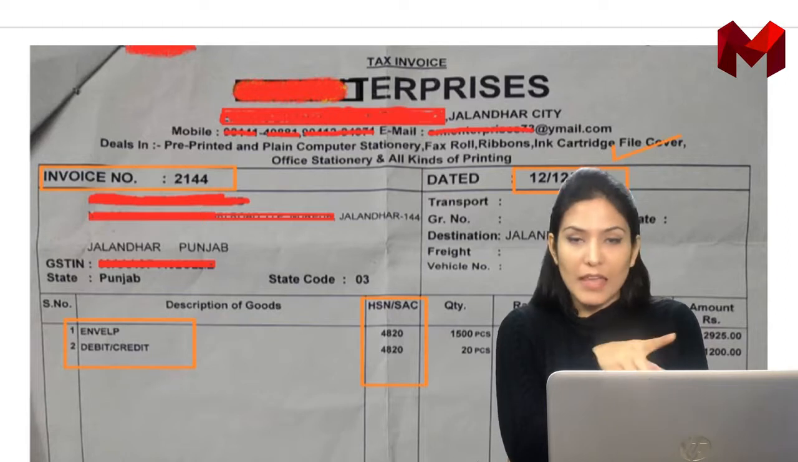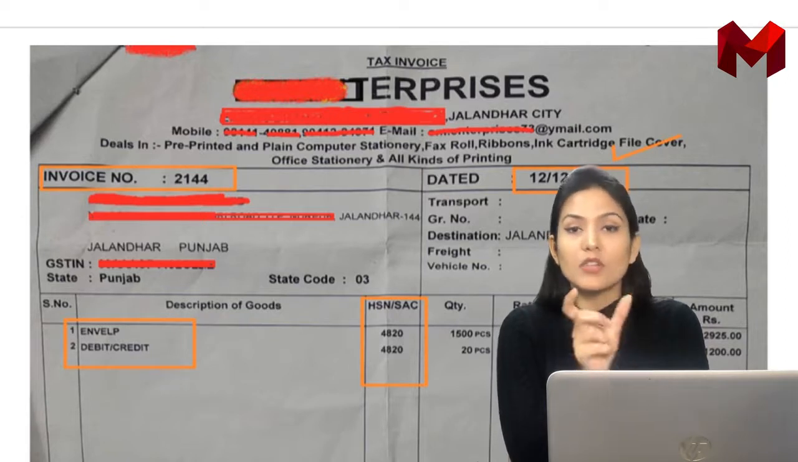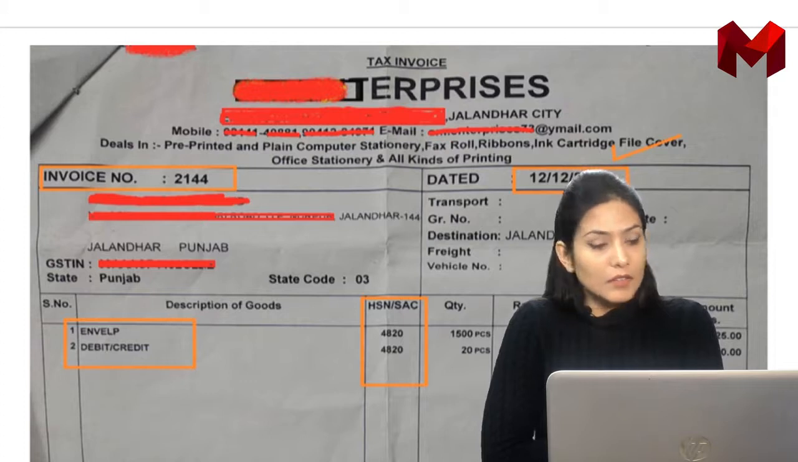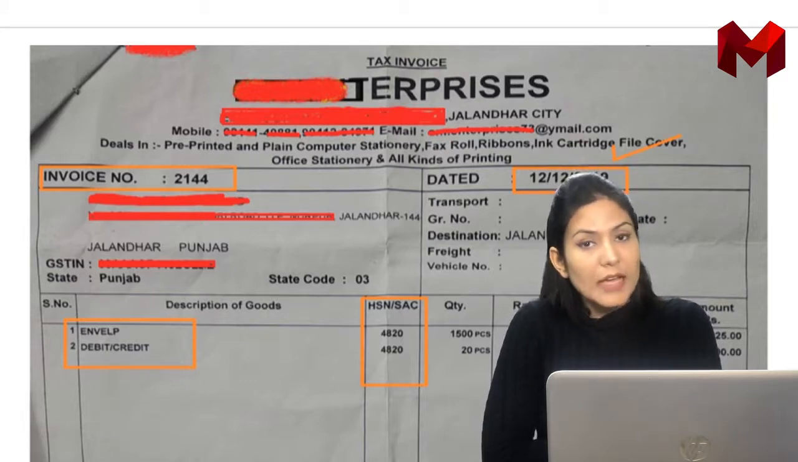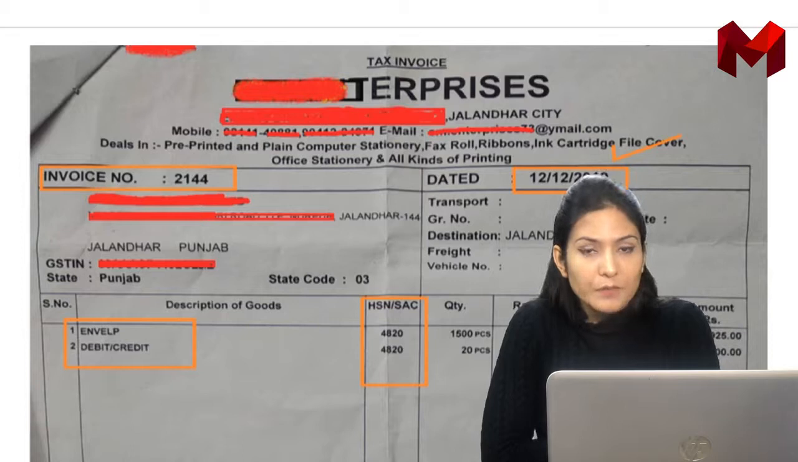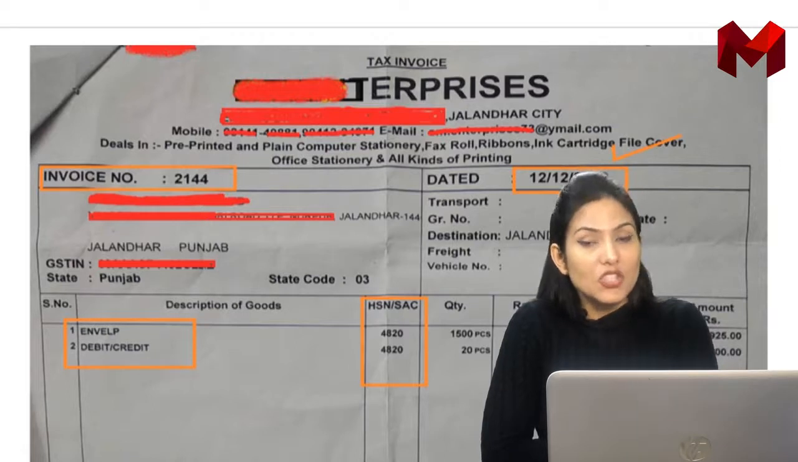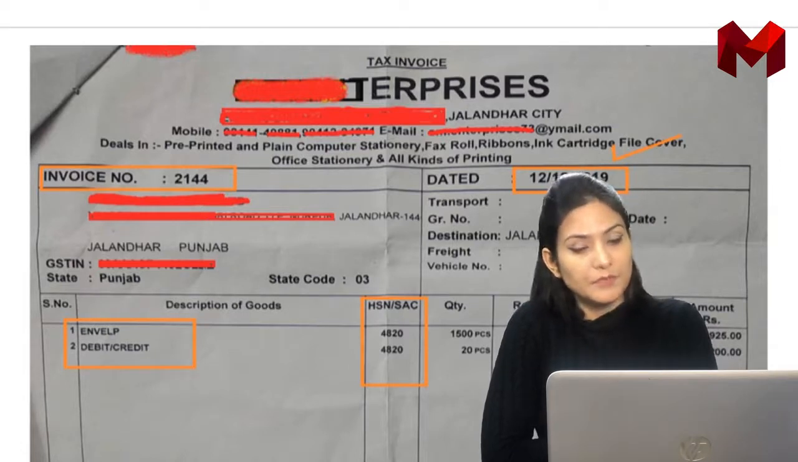We have purchased envelopes and debit credit notes, vouchers. From the description of goods, it is very much clear that we are purchasing the printing and stationery items, which is not our main business. So this is not purchases, this is the printing and stationery expense.